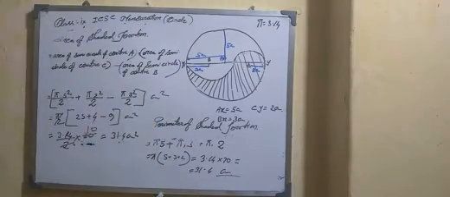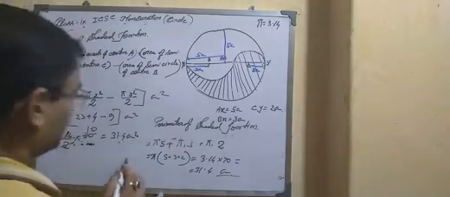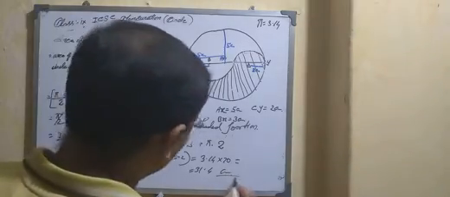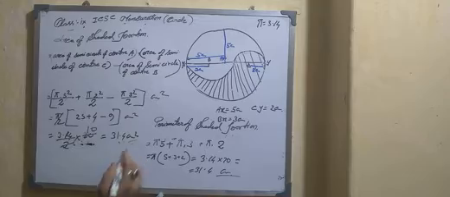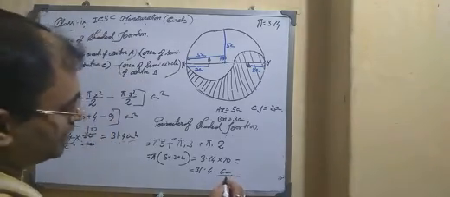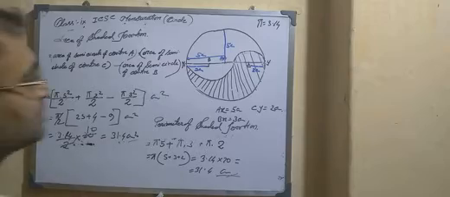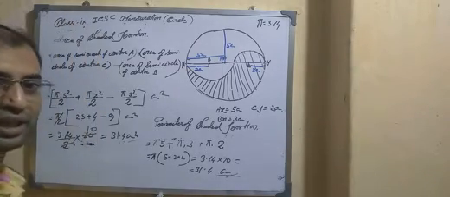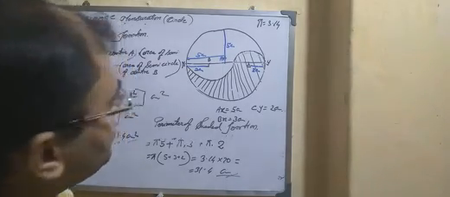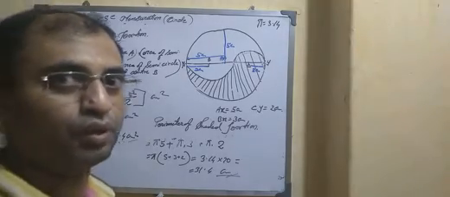Both answers are the same, but the unit is different. Here the unit is centimeter square, and in the case of perimeter it is centimeter. Keep that in mind. So this is another problem. I think you can understand. Now I am coming back with another problem.